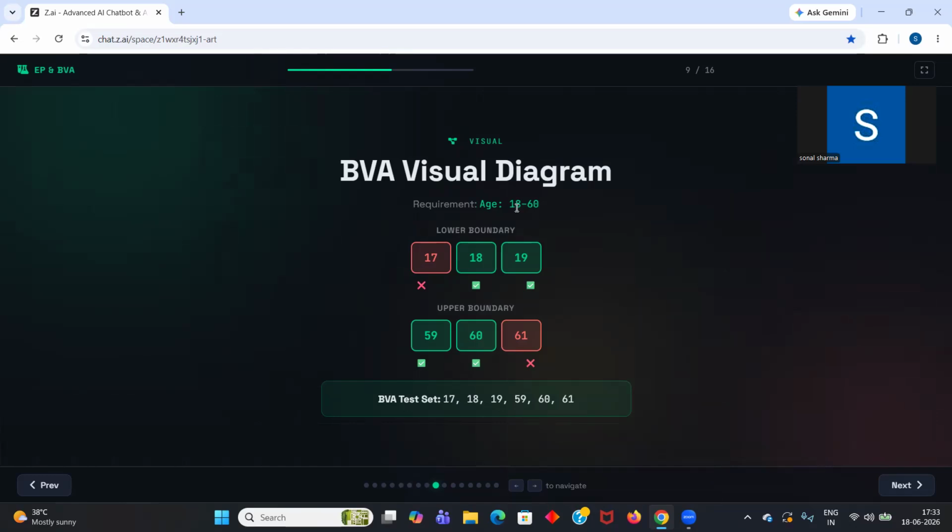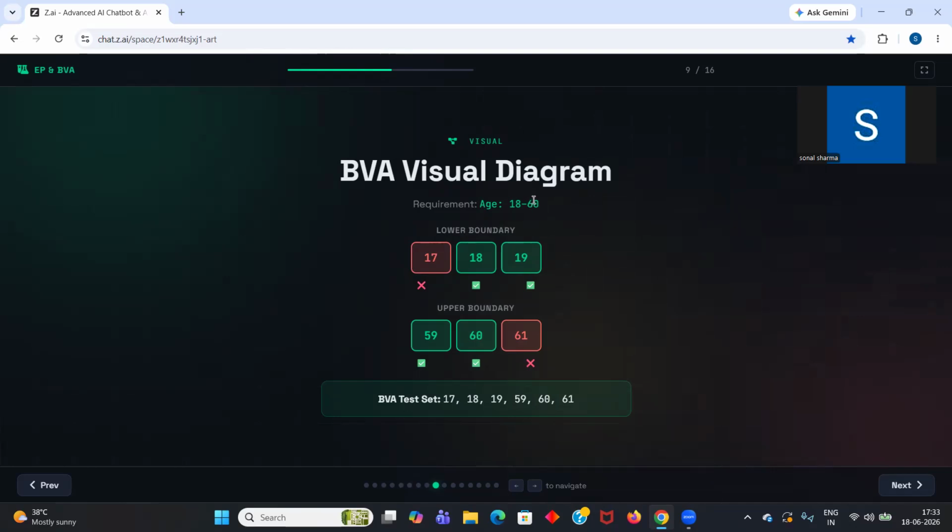Then boundary minus 1, that is 17. 17 should not be accepted. Then boundary plus 1, that is 19. 19 should be accepted. Then let's talk about the upper boundary, 60.